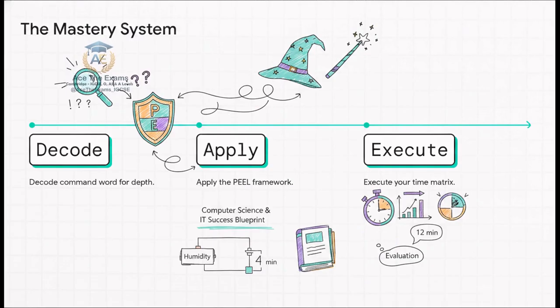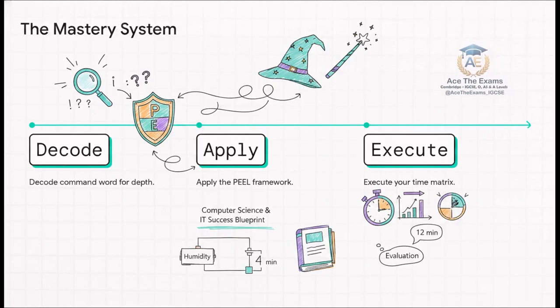It's 3 simple rules. First, decode the command word. Does the question say identify, describe, explain, or evaluate? Because each of those words requires a completely different level of depth and a different structure. Second, apply the PEEL framework to ensure your answer is structured, logical, and deeply analytical. Point, evidence, explanation, link. Never forget it.